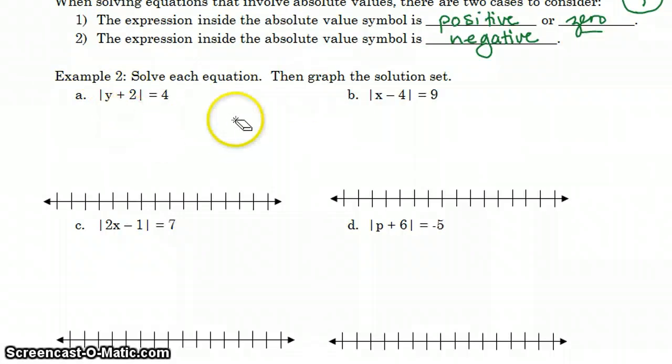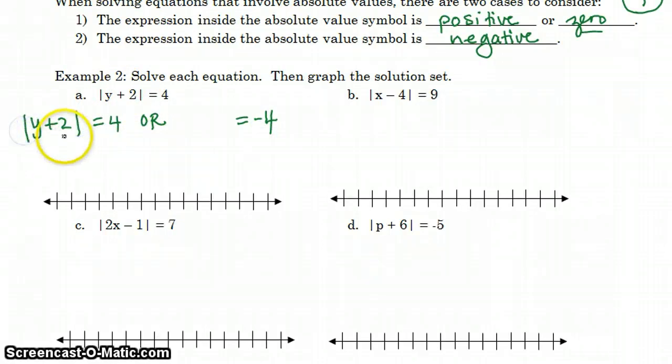Alright, so solve each equation and then graph the solution set. We have the absolute value of y plus 2 equals 4. Now don't forget, we have two cases. Did it equal 4 or was it negative 4? Because it could have been that when I did y plus 2, it could come out to be a negative 4. Then I took the absolute value, which gave us positive 4. So I have to work it for both scenarios, both cases.